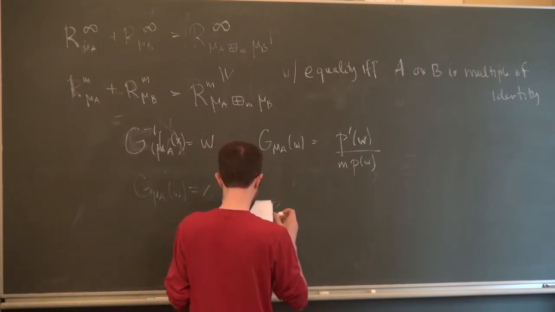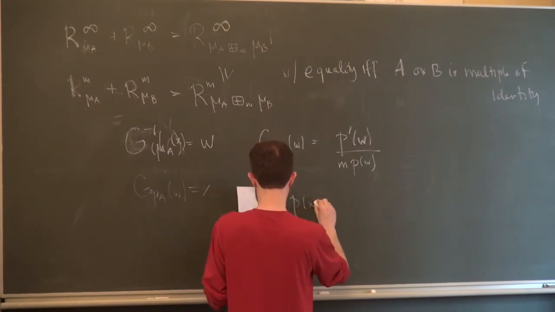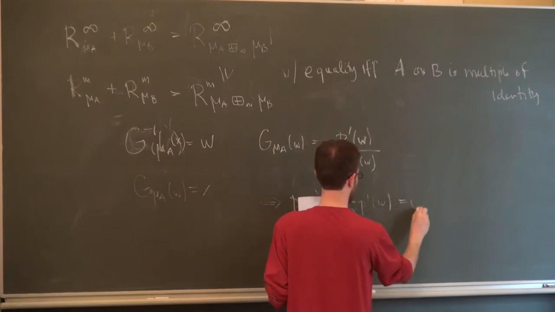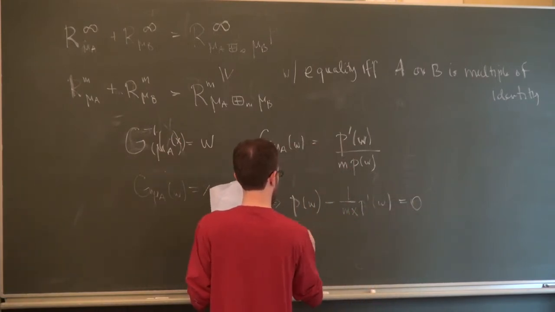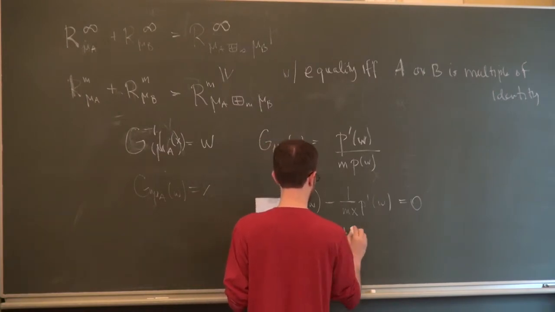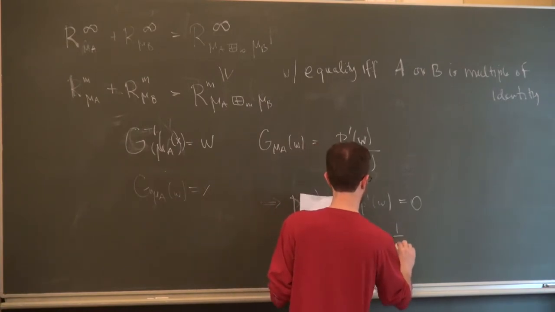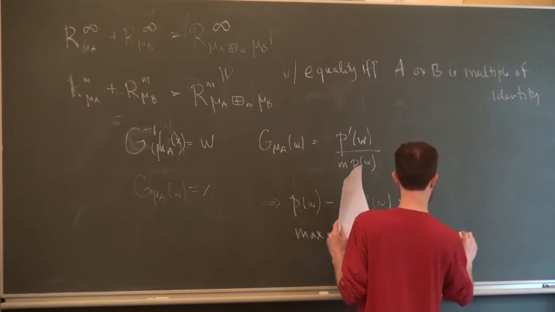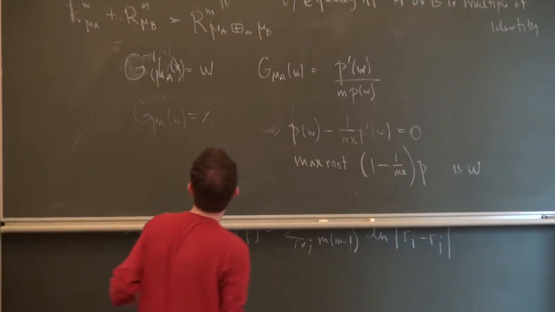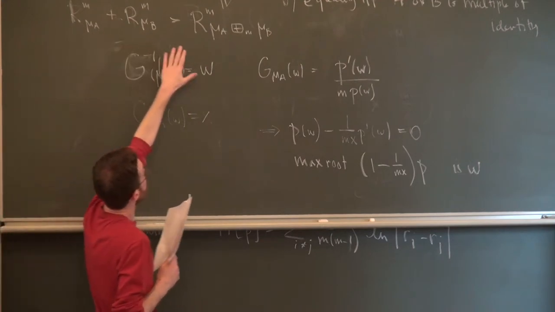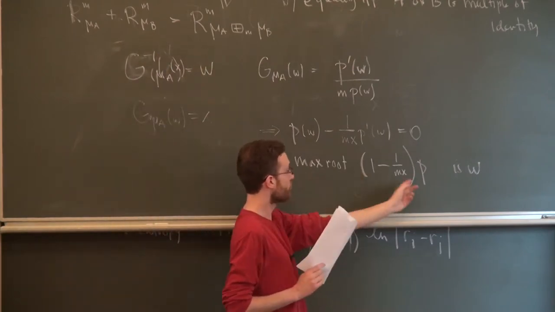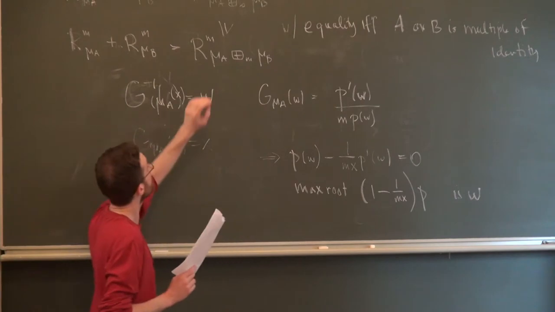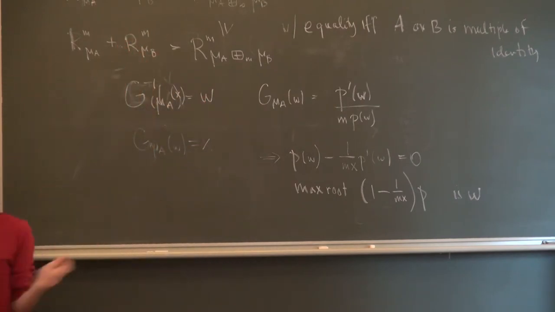So what this implies is that P of W minus 1 over M times P prime of W equals 0, which means that the max root of 1 minus 1 over M times P is W. Okay, so you can turn this statement into a statement about what the maximum root of some polynomial is, and what this statement says is that the maximum root of this polynomial is actually smaller than what the maximum root of the polynomial would be if they were actually totally free.